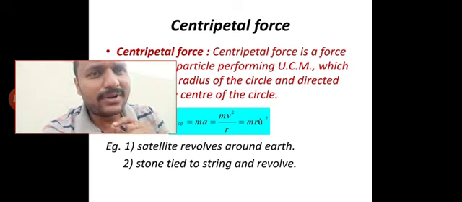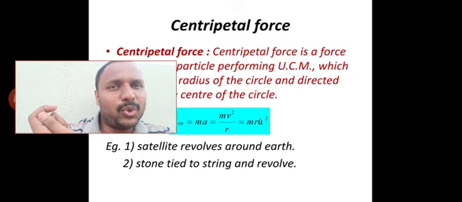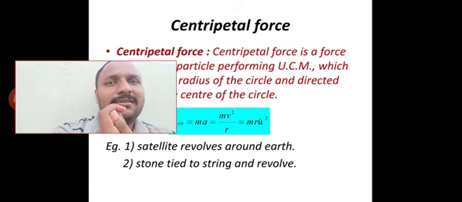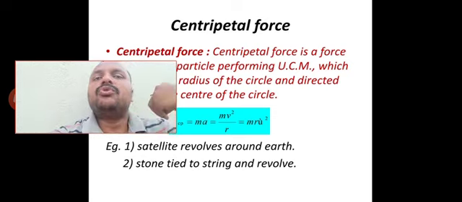Again, the same example. The stone revolves around the center, and this center is the point of the string, and the stone is tied to that string. This force is exerted on the stone towards the center. If we release that string, the stone gets moving away. It cannot perform UCM. Therefore, we say that that force is towards the center.